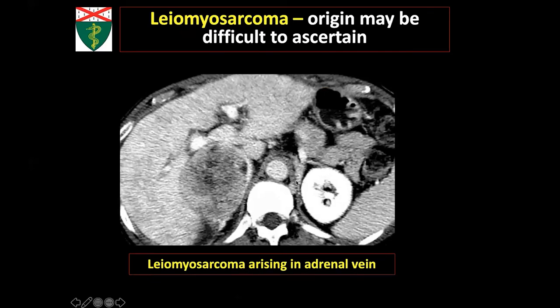So the point here is that sometimes these sarcomas, as you know, can grow quite large when they present, and it may be just very difficult to know where this is coming from. So we thought this could be a primary adrenal cancer, like an adrenal cortical carcinoma. Turns out the adrenal gland was okay over here, and this was a tumor that was arising in one of the adrenal veins. So sometimes, when it gets quite large, these things can be quite challenging.